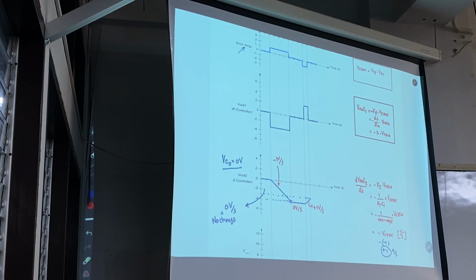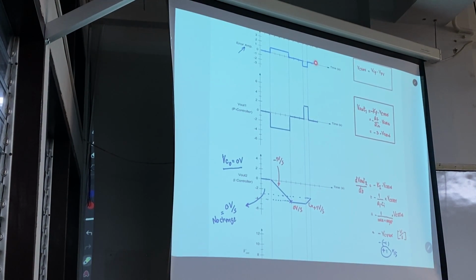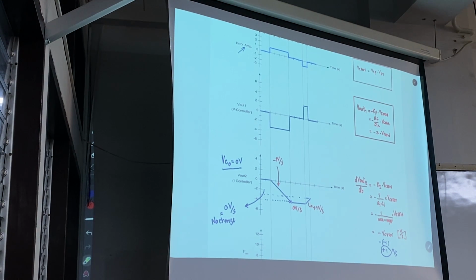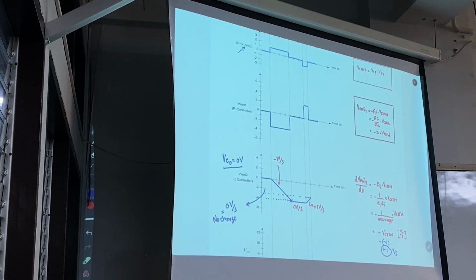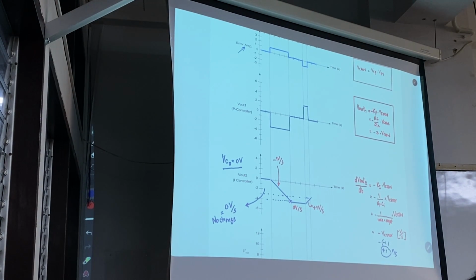Okay, the last section. You see here Verror is equal to 0. So now it is 0 volt per second again. 0 volt per second means it will have no change. So the previous second is at -3, then you will still have -3. And this means 0 volt per second.